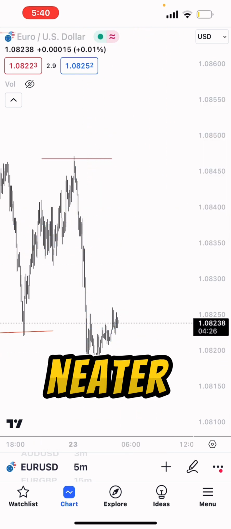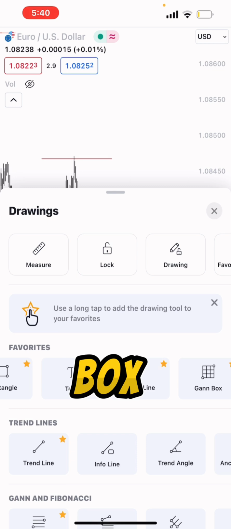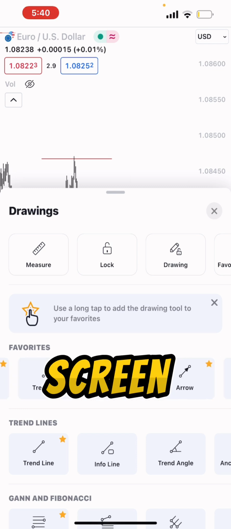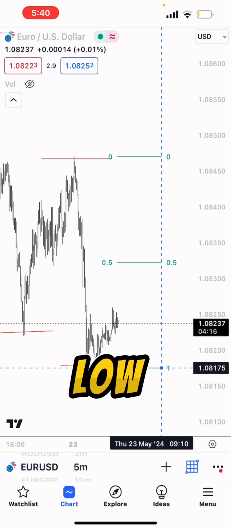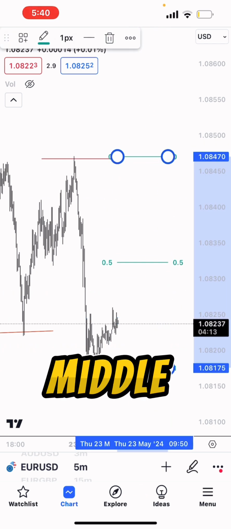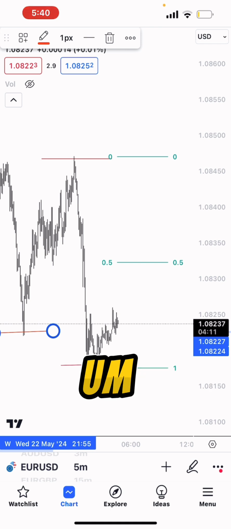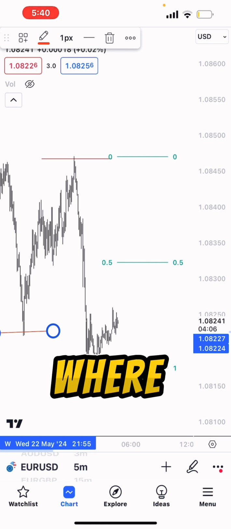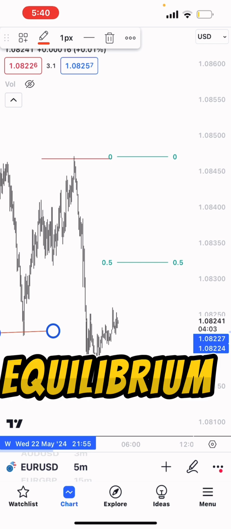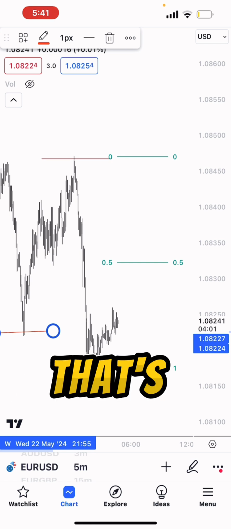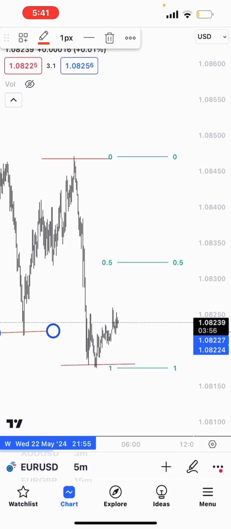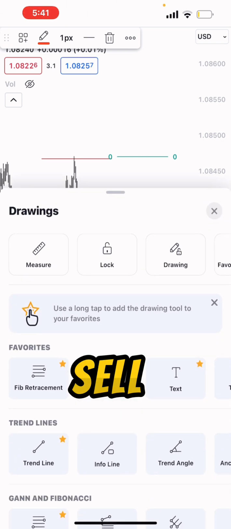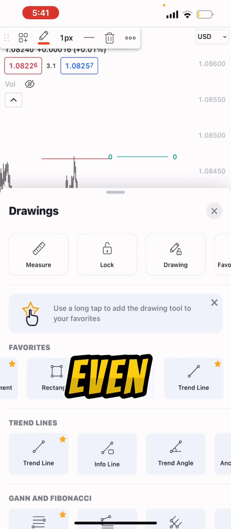If you want to make this neater, you can take a tool on TradingView called the Gann Box tool, right here in the middle of the screen. If you draw it from the high to the low of those red lines, the middle green line represents the balance of the current price range of those 2 red lines. That's the equilibrium, where price is even. If we're selling, we want to sell at even or higher than even.